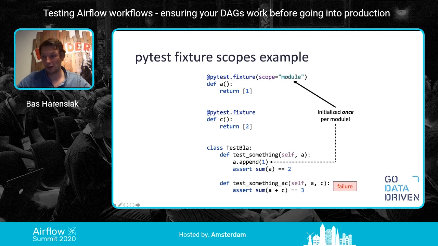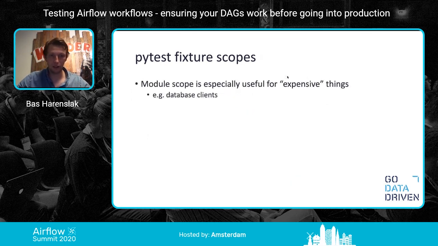I think they can be quite powerful, for example using database connections, expensive things to instantiate, but they can also be a bit tricky to work with. So I already mentioned this. Module scope is especially useful for expensive things like database clients, or things where you want to keep state, for example. But ideally, a test is an individual thing which just works by itself and does not depend on other tests.